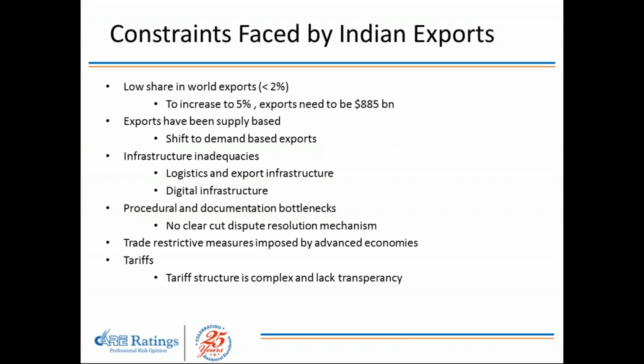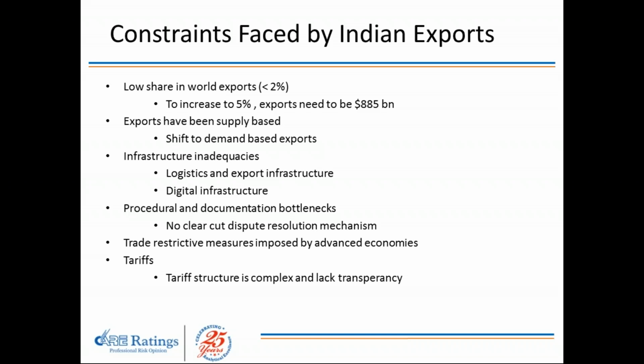India's exports have largely been supply-based. That is, items that can be supplied by us and not items where there is a global demand and we have an advantage and competencies. The shift to demand-based exports is necessary for propelling exports.